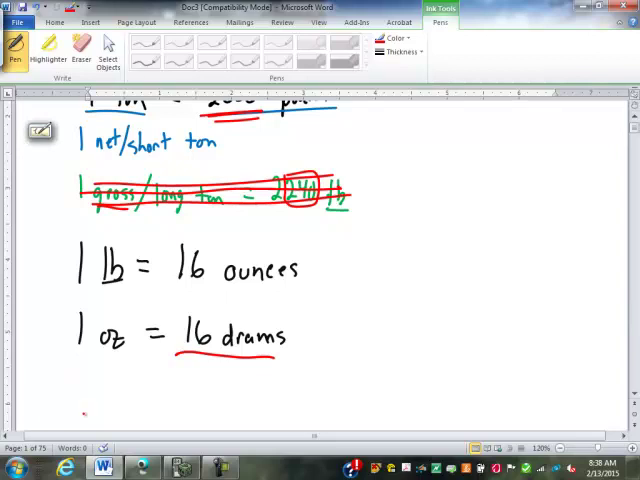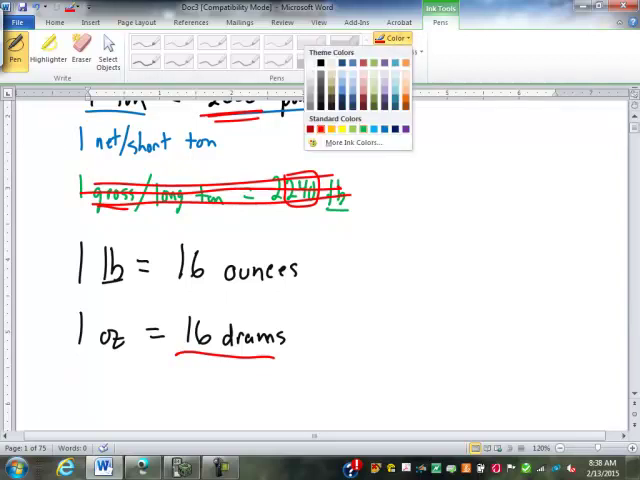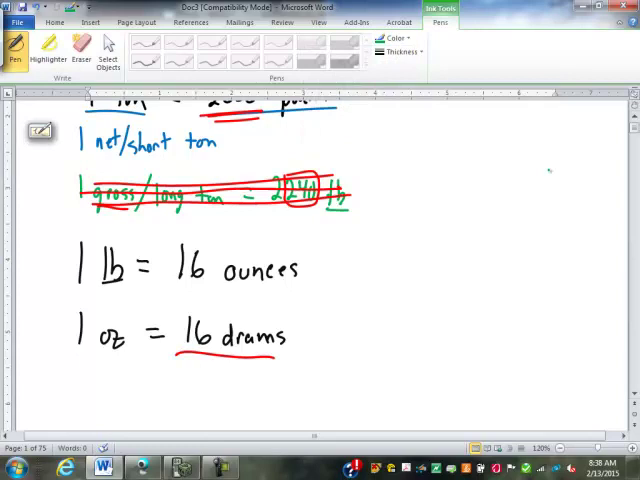Smaller than a dram, there's grains, but we're actually going to discuss grains in the metric system because for medical purposes, the grain has been absorbed into the metric system. It was so, pardon the pun, ingrained into the measurement of medicine that they had to keep it.